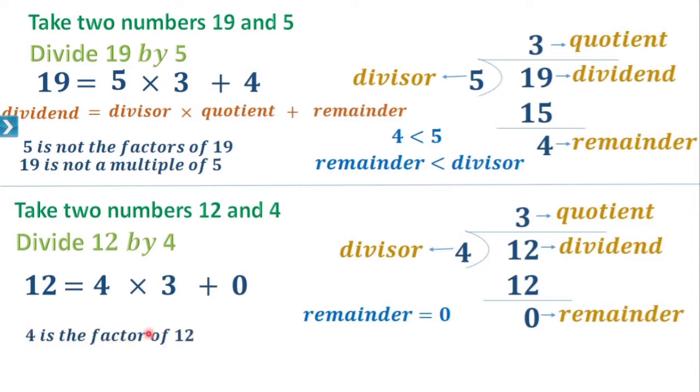If the remainder is 0, then we can say divisor is the factor of dividend. 4 is the factor of 12, or 12 is a multiple of 4. Dividend is a multiple of divisor. So if the remainder is equal to 0, then divisor is a factor of dividend or dividend is a multiple of divisor. If the remainder is not equal to 0, then divisor is not a factor of dividend, or dividend is not a multiple of divisor.